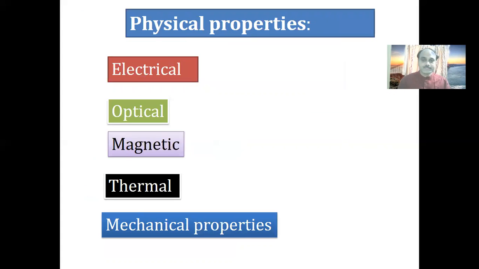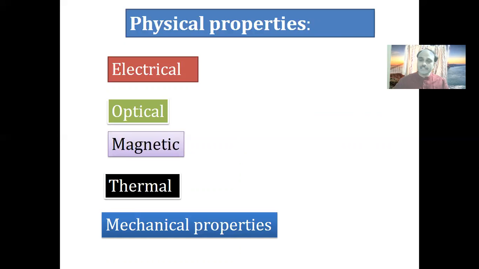And finally, any solid which you are going to synthesize in the interest of exhibiting a particular kind of properties. Usually these solids may exhibit electrical properties, optical properties, magnetic properties, thermal properties, and mechanical properties. Nowadays in material science and in nanotechnology, people are thinking about the enhanced electrical property, or maybe optical properties, magnetic property, and thermal property.